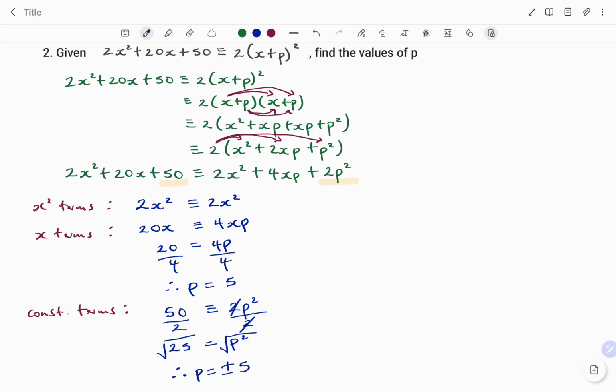However, we have to make sure that we have the same values for p. In the first part, we got p equals positive 5, and from the constant term we have p equals plus or minus 5. Both must be satisfied, so therefore p cannot be negative 5, because that condition wasn't satisfied in the two answers. Therefore, the value of p equals positive 5.